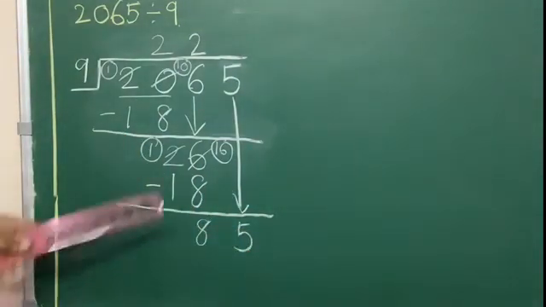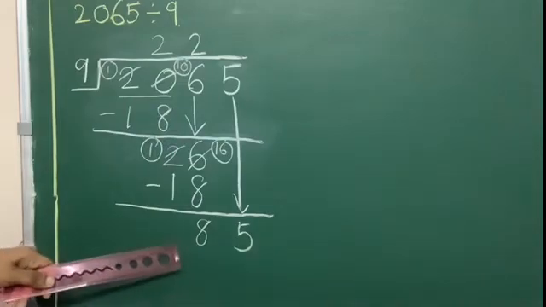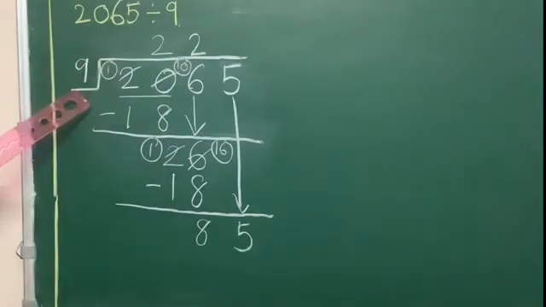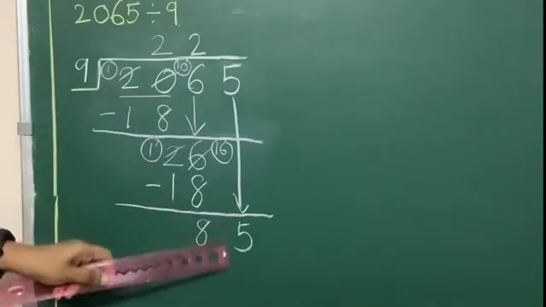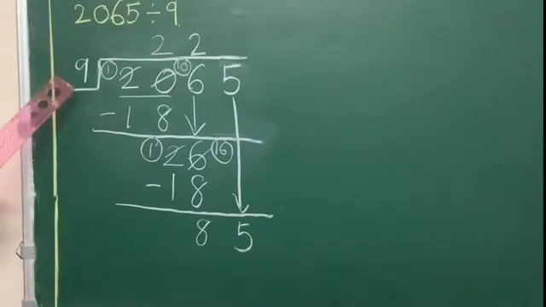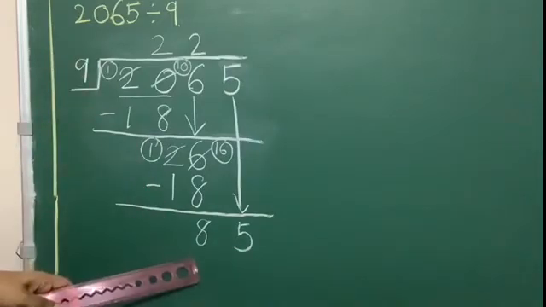Okay, always before bringing the next digit down, you have to cross check whether the remainder which you got is less than the divisor or not. Okay, children. Now here you got 5 here. So what is the number? 85. Now with 9, how much you have to multiply to get the nearest number of 85?